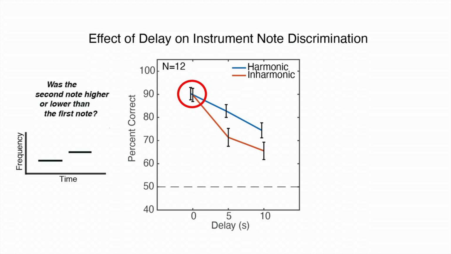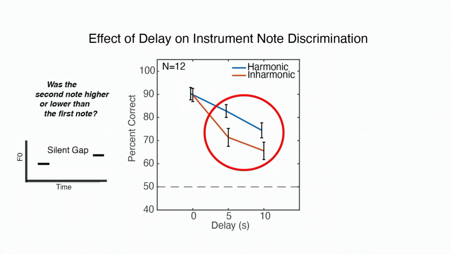But with an added 5 or 10 second delay between notes, performance with inharmonic tones was worse than that with harmonic tones. Here is an example of this effect. You will first hear a trial where the tones are harmonic and are separated by 5 seconds. The second tone is higher than the first. Now, you will hear an example where the tones are inharmonic and again are separated by 5 seconds, and again, the second note is higher than the first. You should notice how the inharmonic tones are harder to remember.